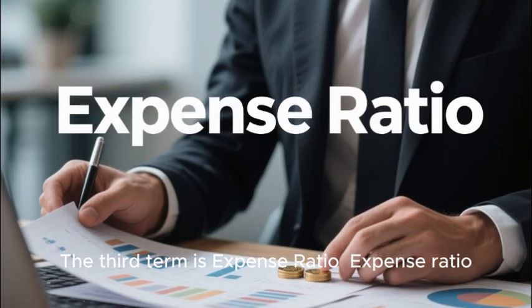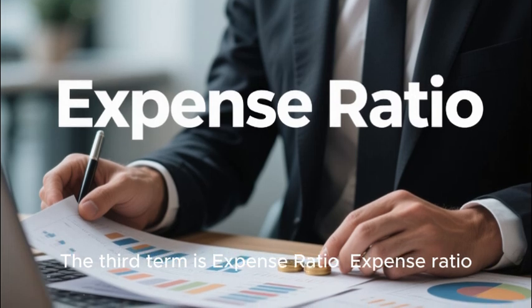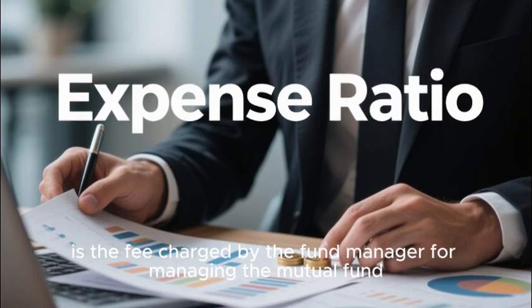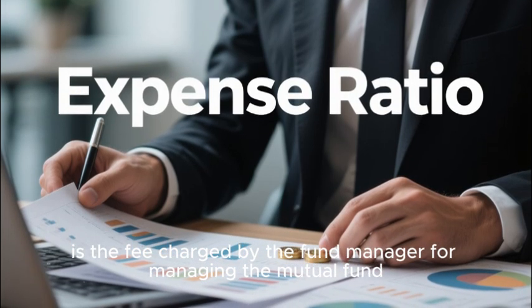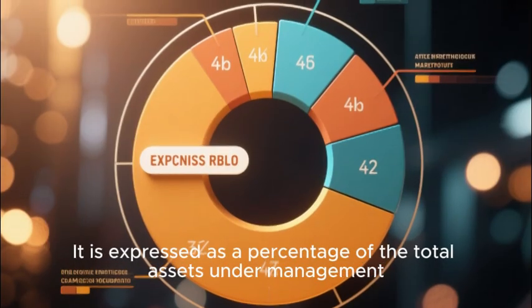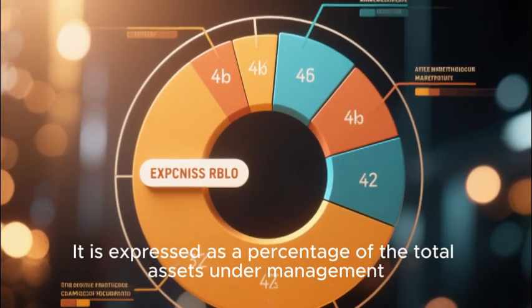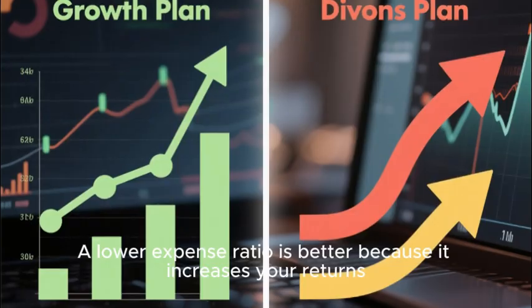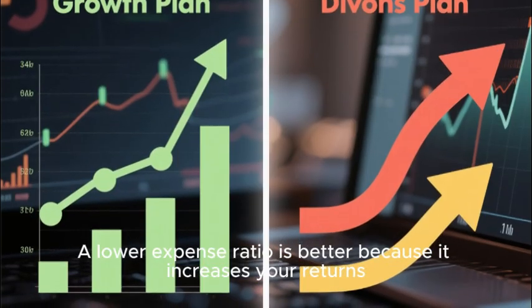The third term is expense ratio. Expense ratio is the fee charged by the fund manager for managing the mutual fund. It is expressed as a percentage of the total assets under management. A lower expense ratio is better because it increases your returns.